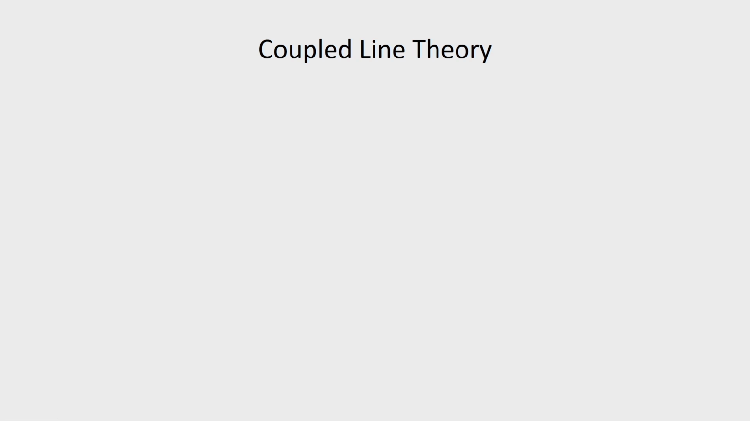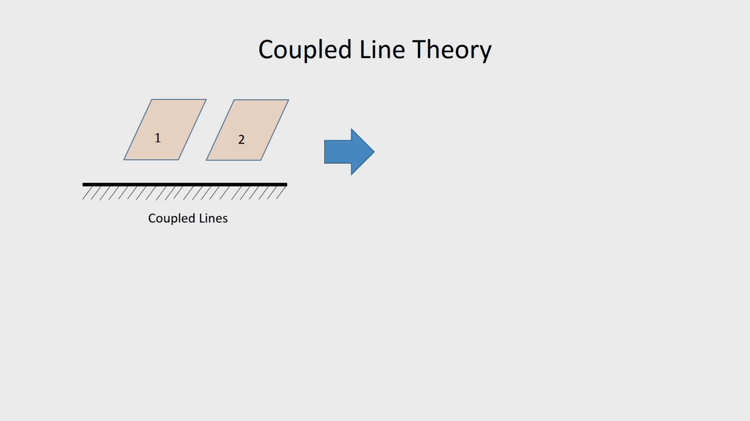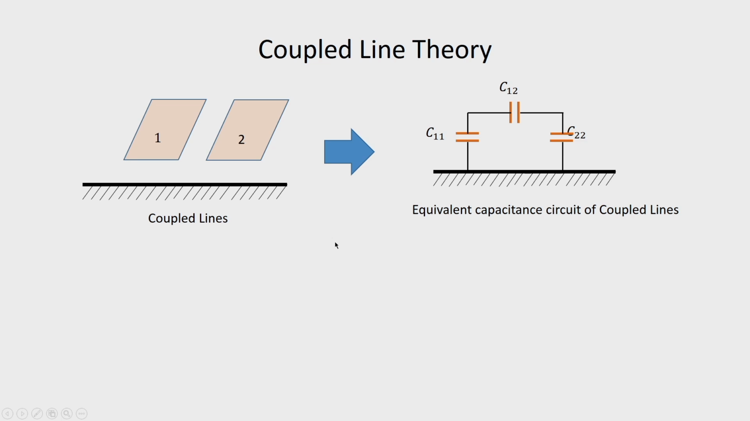Now, this type of coupled lines can be theoretically analyzed considering the models as shown. Here we have the two conductors marked 1 and 2, and then we have the substrate and then the ground. So, we can get an equivalent capacitance model for this type of conductor geometry as shown in the figure. We have C11 for conductor 1, C22 for conductor 2, and C12 is the capacitance formed between conductor 1 and 2.